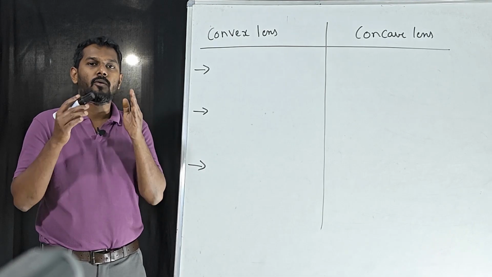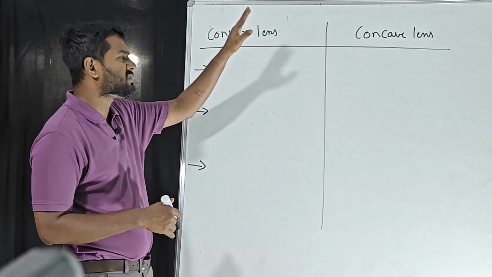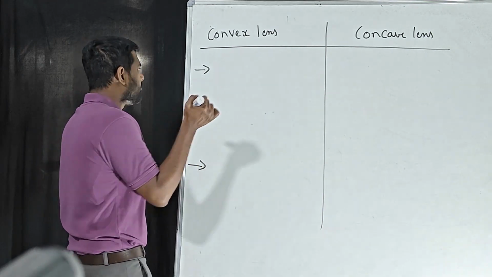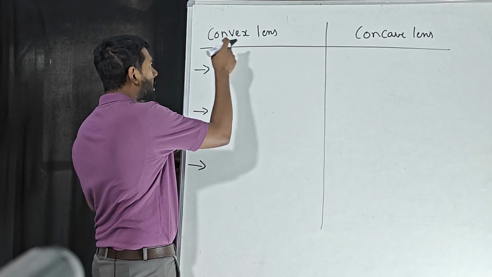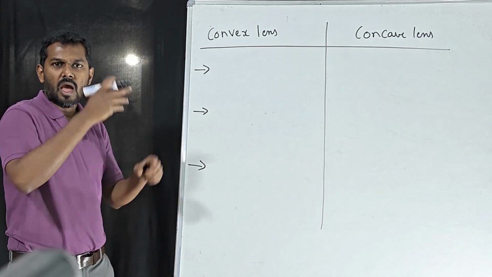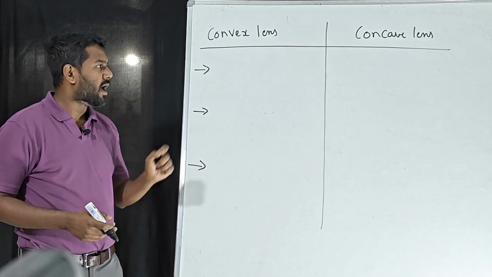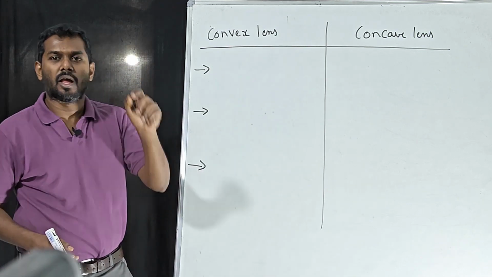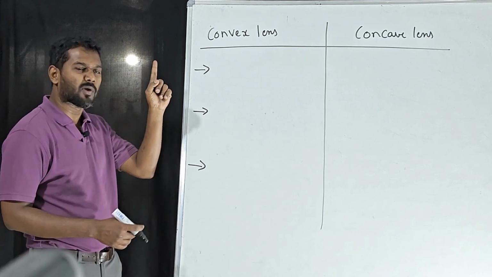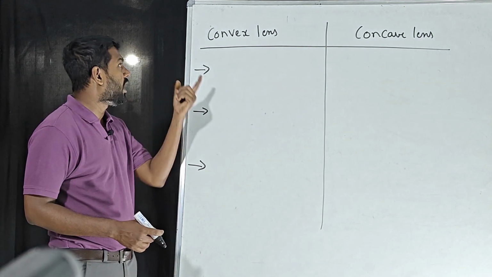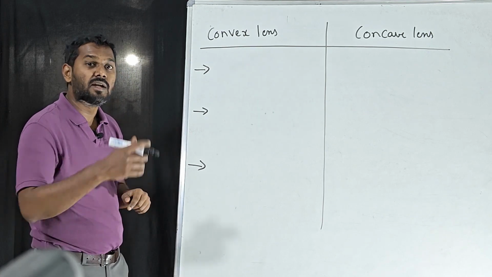Now we learn our final concept in part A, that is nothing but the difference between convex lens and concave lens. Very simple. All these things we have already learned. Listen, the middle part of the convex lens is thicker compared to its periphery. But when it comes to concave, the mid part is thinner compared to its periphery. That is one difference. Then, convex lens is a converging lens. Concave lens is a diverging lens.